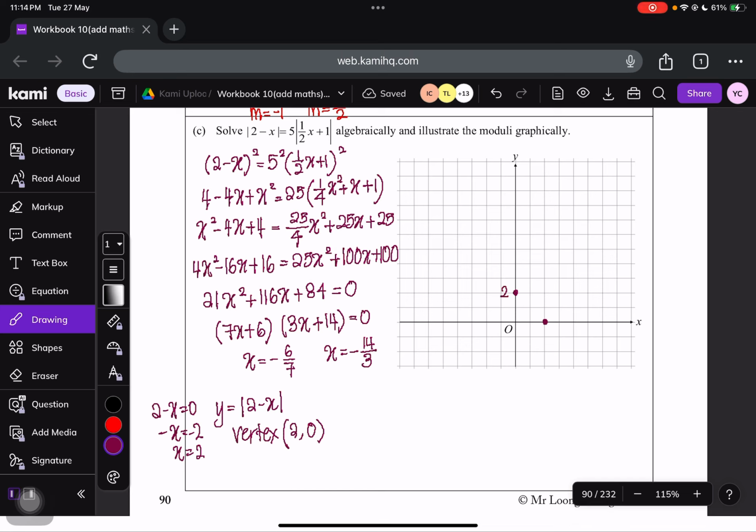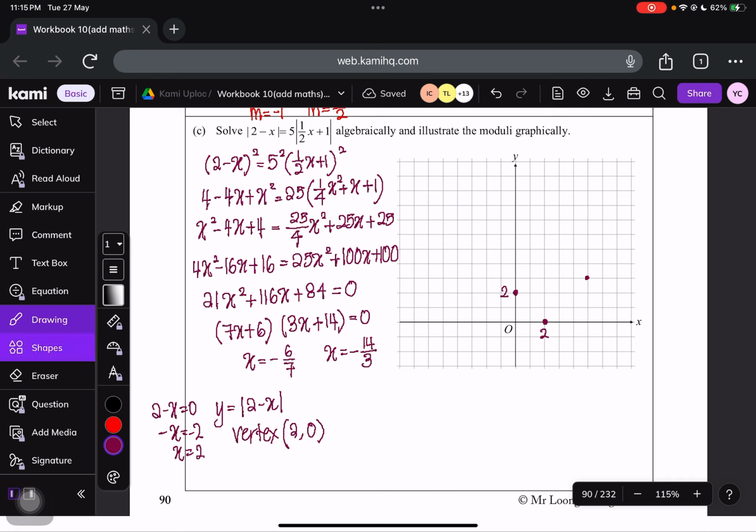So this is 2. This is also 2. Okay, then you will choose a number on the right side. Maybe I choose 5. So 2 minus 5 is negative 3. I put 5 inside. 2 minus 5 is negative 3. So modulus of negative 3 is 3. So 5 is 3. So 5 is 1, 2, 3. So it's here. That's the point.